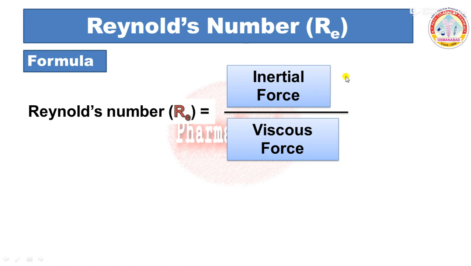This inertial force is a force acting on the fluid due to the momentum of the fluid, and it is mainly responsible for producing a general flow, or a streamline flow, in the fluid. And this inertial force is proportional to rho u square, where rho is the density and u is the velocity of liquid.